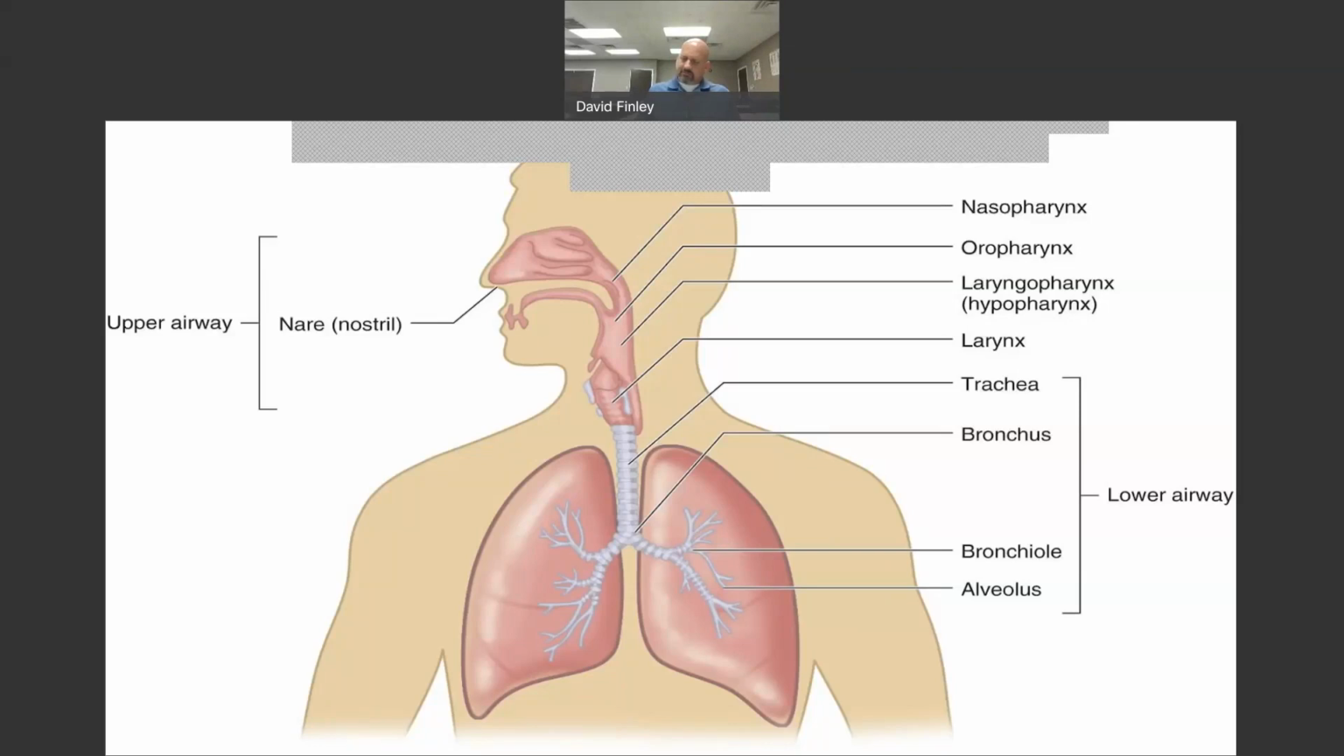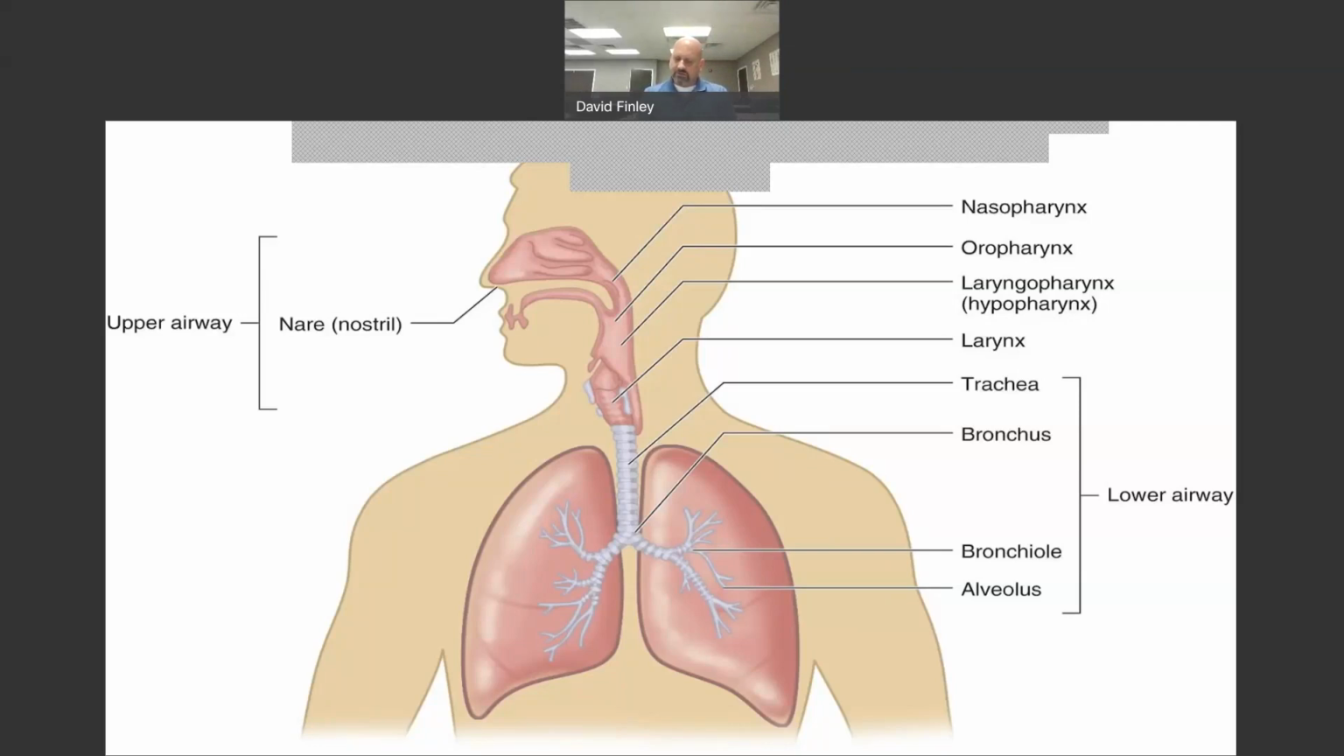The diaphragm, okay, basically separates your chest cavity from your abdominal cavity. And the diaphragm is responsible for 60 to 70% of your respiratory effort. And I'm going to talk a little bit more about that in a minute.